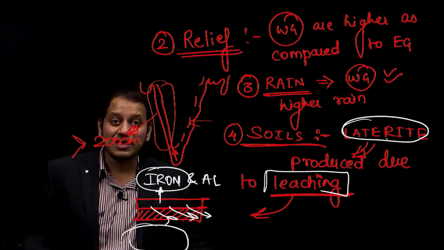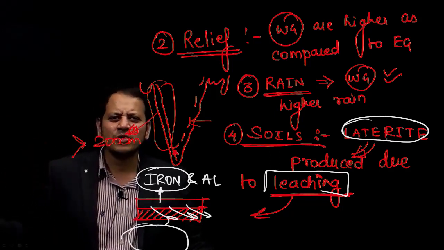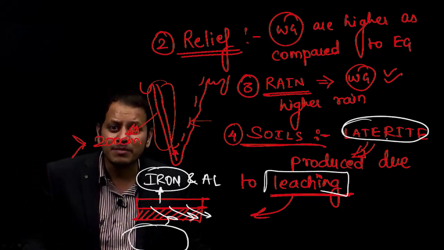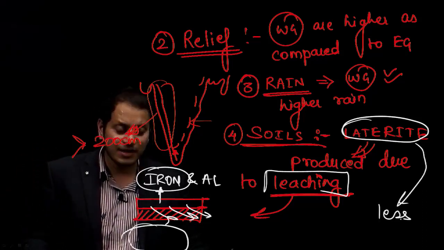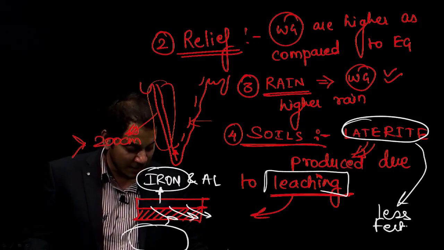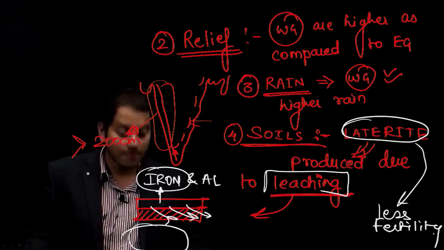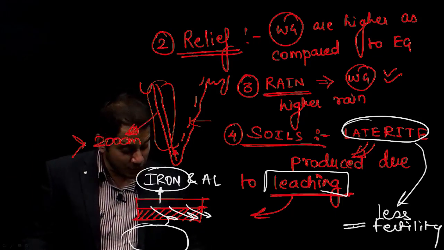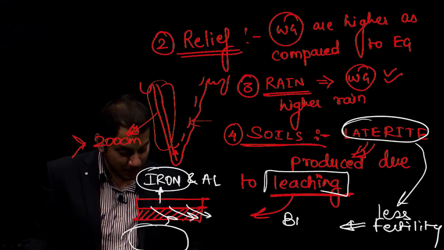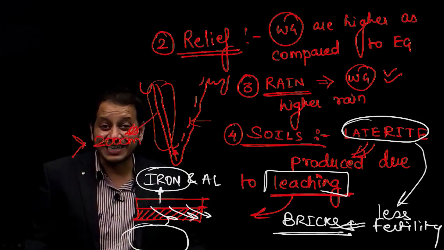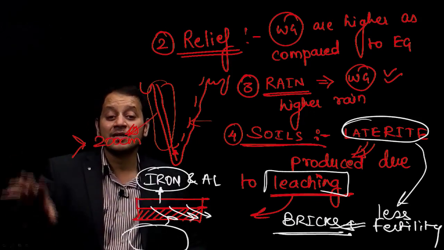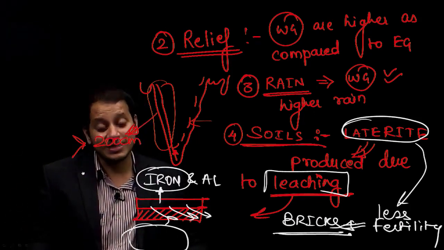Laterites are red in color. Now, because everything is removed, only iron and aluminium remains, such soils have less fertility. Laterite soils have less fertility, and therefore they are used for making bricks. And because they are used for making bricks, laterite means brick. Such soils are known as laterite soils.